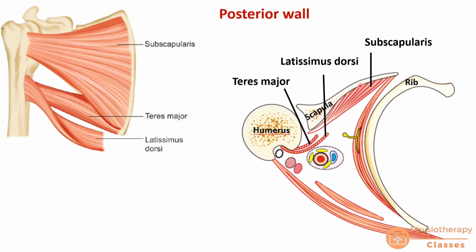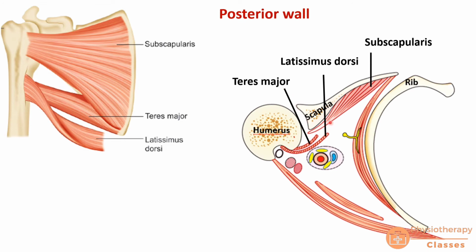So here we can see this is the posterior wall, this is the scapula, and this is the subscapular fossa. The muscle taking origin from here is the subscapularis, and then we can see two muscles which are attached on the humerus, and these are the teres major and the latissimus dorsi. Remember the bicipital groove: on its floor the muscle attached is latissimus dorsi, and to the medial lip of the bicipital groove we have the teres major. So this is simple to remember.